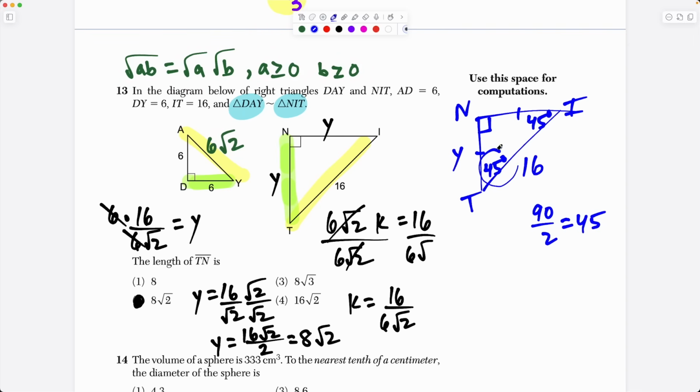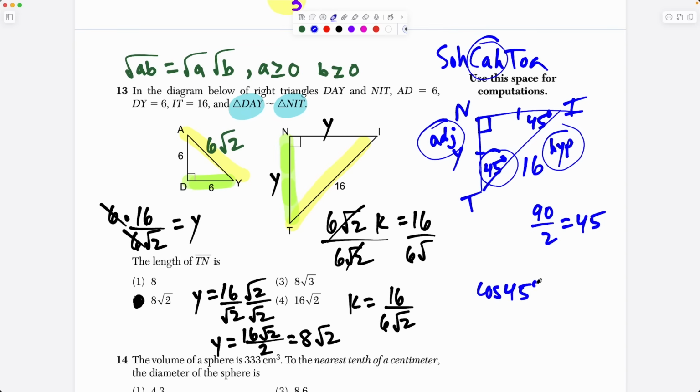So I could say, all right, I'm going to target this angle here, the 45 degree angle. y over here is adjacent to this 45 degree angle, and 16 is the hypotenuse. And when I say adjacent, hypotenuse, I think SOHCAHTOA. And for this one, I'm like, oh, that's cosine. So cosine of 45 degrees equals the adjacent side y over the hypotenuse 16.